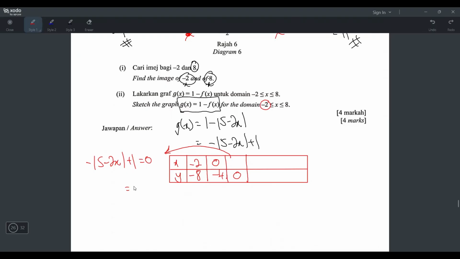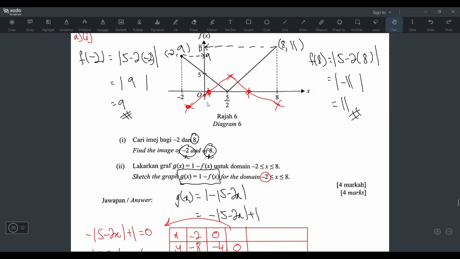So move the 1 first lah. Move 1 first, okay. And then negative modulus 5 minus 2x. And then the negative goes over, so when you move the negative, this one just changes sign, becomes 1. How to find x? Move the modulus. When you remove the modulus, there are two answers, one plus, one minus. So it becomes 5 minus 2x equals 1. And then another one is 5 minus 2x equals negative 1.